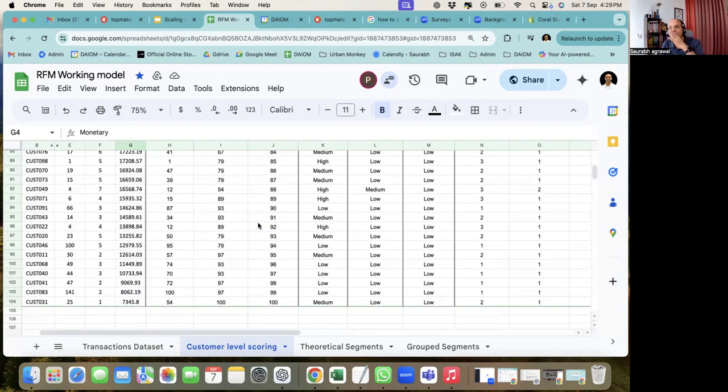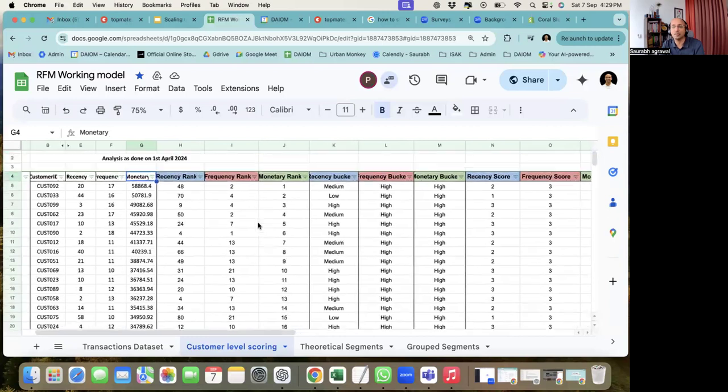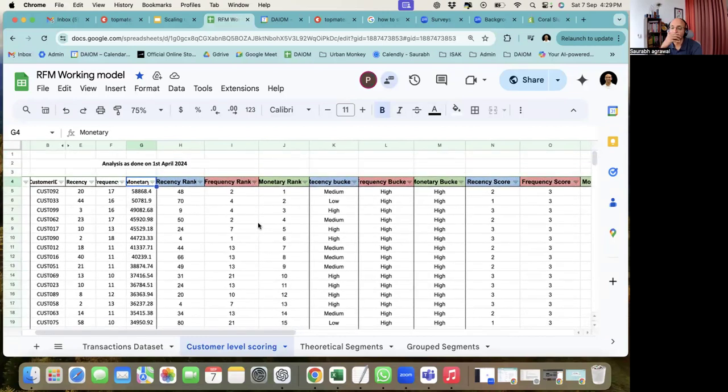Now, assuming recency has 3 buckets, frequency has 3 buckets, and monetary has 3 buckets, how many total segments will you get? You can put the number in chat.